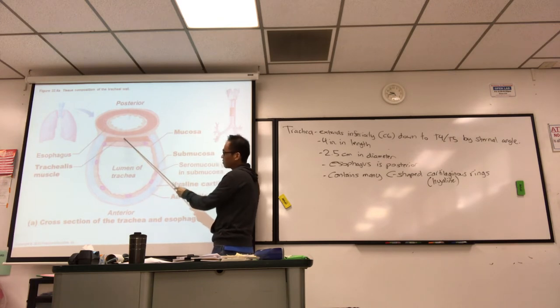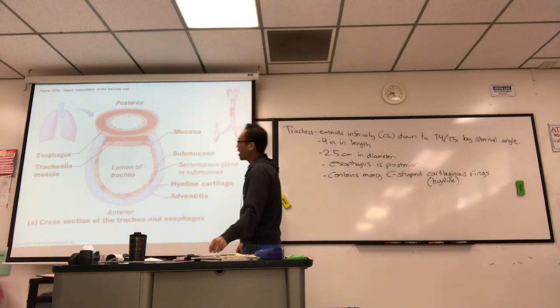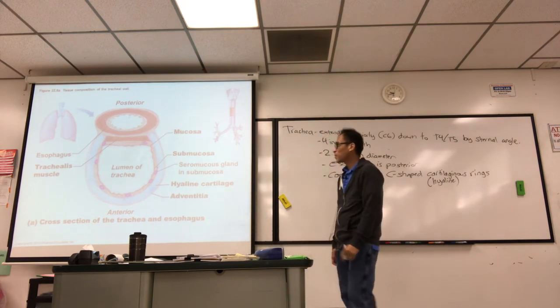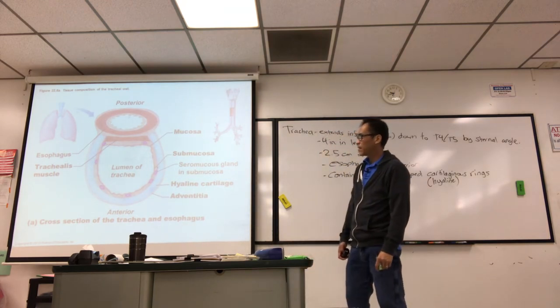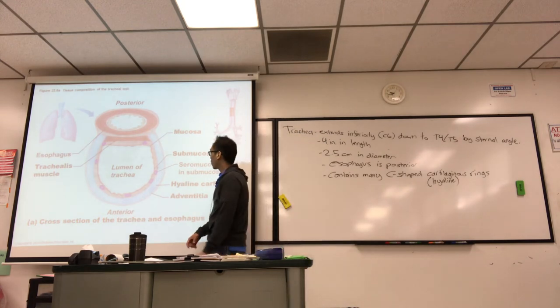It gives a little as you swallow, and the food passes down behind the trachea. The tissue is soft and not hard like the hyaline cartilage. And also from this figure, we see that the tracheal wall is very thick to conduct the air. And there are three layers: a mucosa, submucosa, and the adventitia.